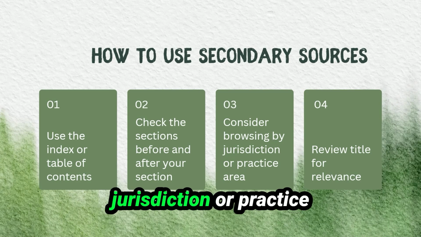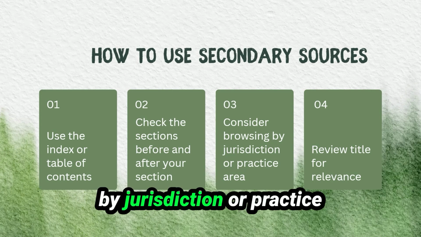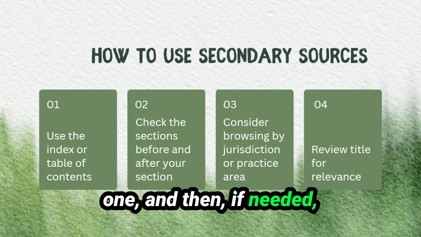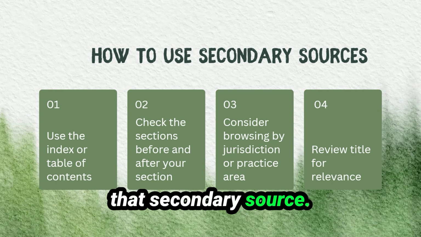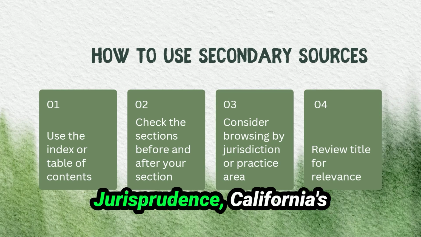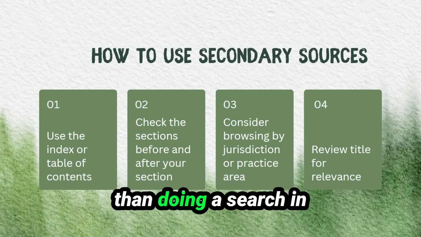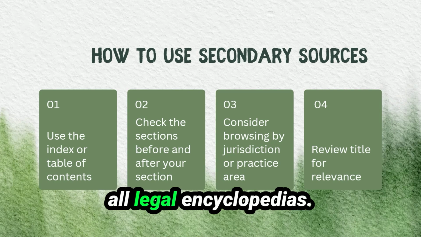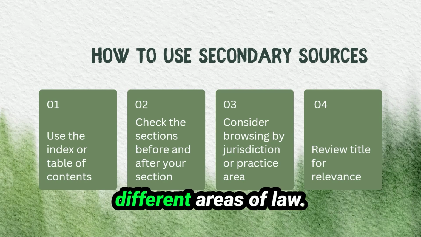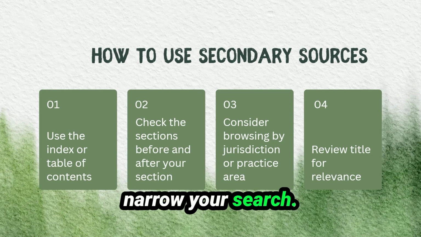Consider browsing by jurisdiction or practice area. Often it's faster to browse secondary sources by jurisdiction or practice area to find a relevant one, and then, if needed, do a keyword search in that secondary source. For example, if you're researching California law, starting with California Jurisprudence, California's legal encyclopedia, is going to be a lot faster than doing a search in all legal encyclopedias. Similarly, there are terms of art that have different meanings in different areas of law, and so you'll get better results if you first narrow your search.